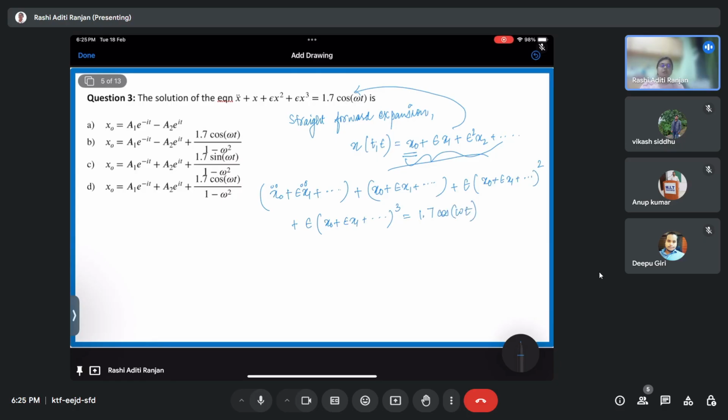Right? Now we are just concerned about x naught. Secondly, if you see for this and this, x naught square and x naught cube, or whatever term of x naught is going to come, it will already be multiplied by epsilon. So the first equation is where I segregate the coefficients multiplied with epsilon to the power 0. What am I going to get? I'll get x naught double dot plus x naught is equals to 1.7 cos of omega t.